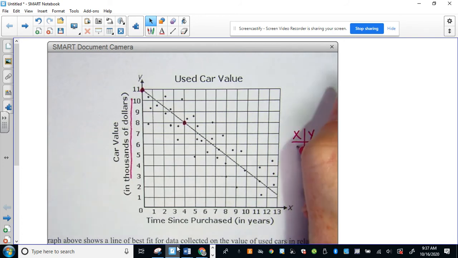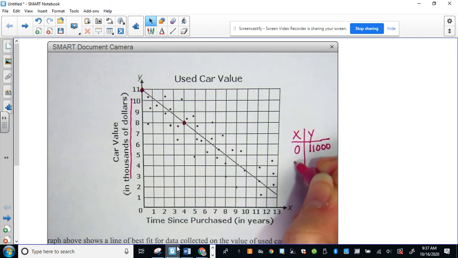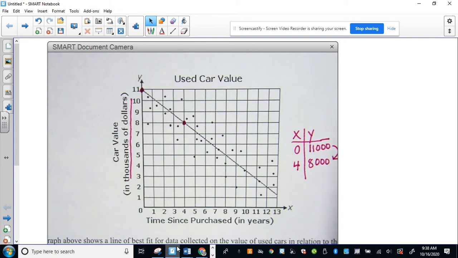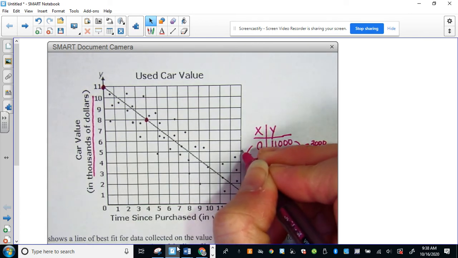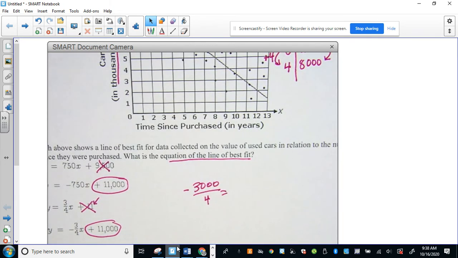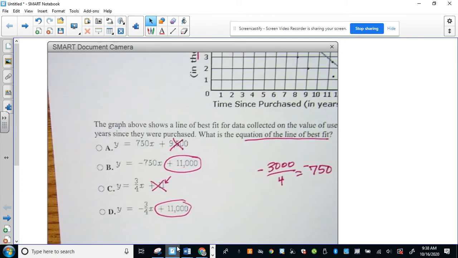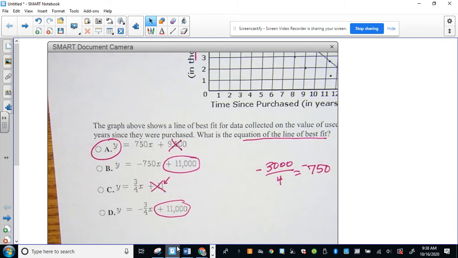The first one is 0, 11,000. And this one is 4 years. It goes down to 8,000. So basically we dropped $3,000 in value over 4 years. So 3,000 divided by 4, and obviously it's negative. 3,000 divided by 4 is $750, and it is negative. Choice is A. For every year, it's dropping $750.